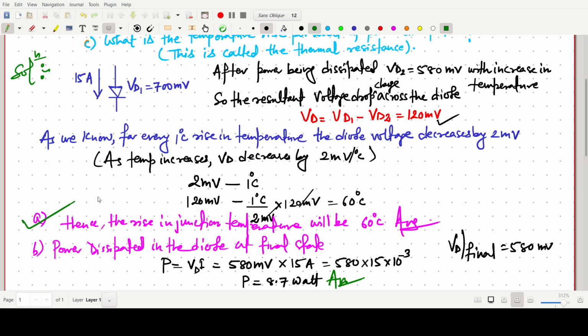Okay, in the first part we calculated the rise in temperature. Second one, power dissipated in the diode at the final state. In the final state, the voltage across the diode is 580, current 50 ampere. So multiply this into 10 to the power minus 3.